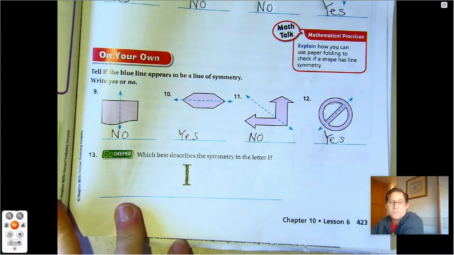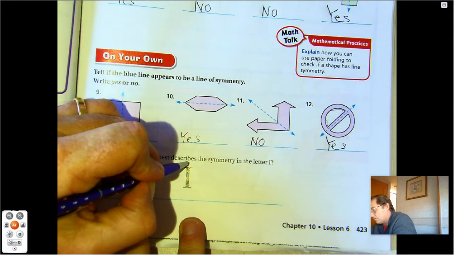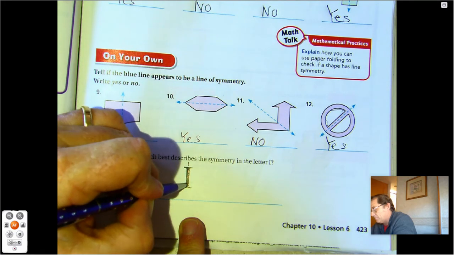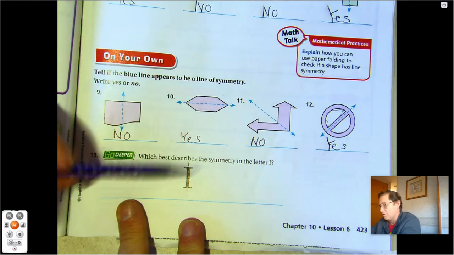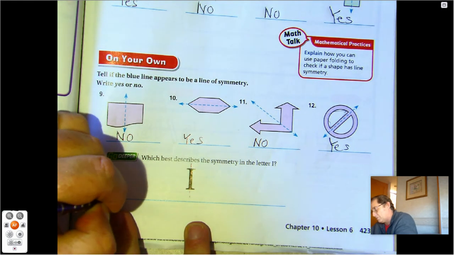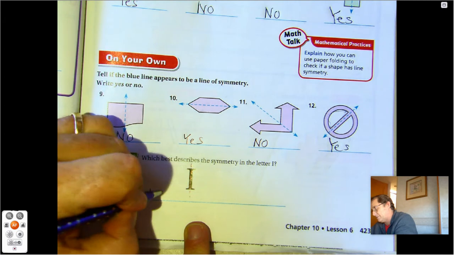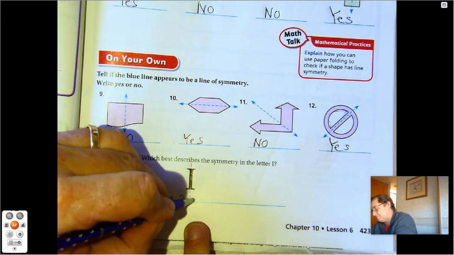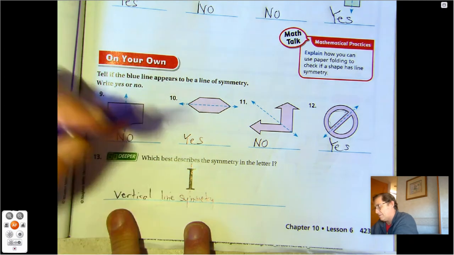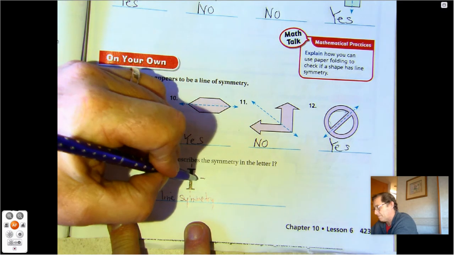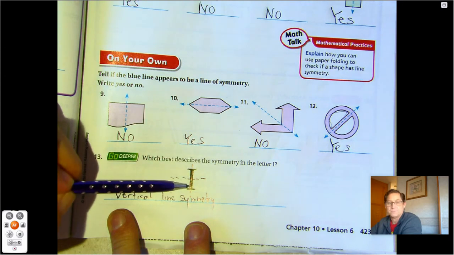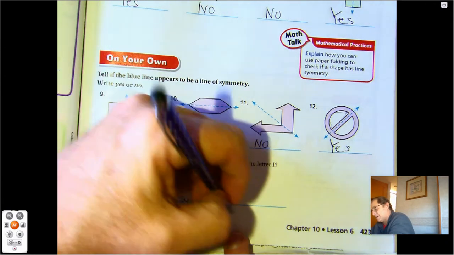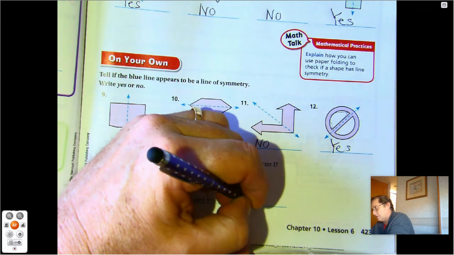Practice. What best describes the symmetry in the letter I? Well, if I go straight down the middle, vertically, aren't the left and the right exactly the same? They are. So it has vertical line symmetry. How about horizontally? If I divide that in half, well, this top part matches the bottom part. So it has vertical line symmetry and horizontal.